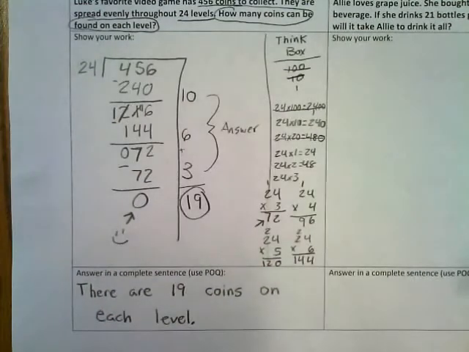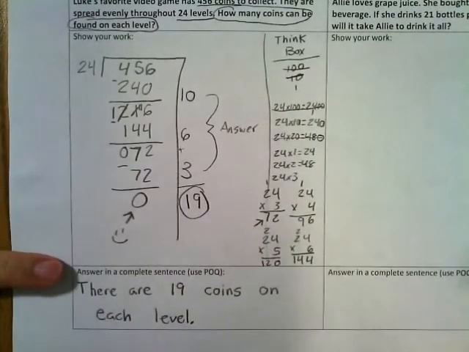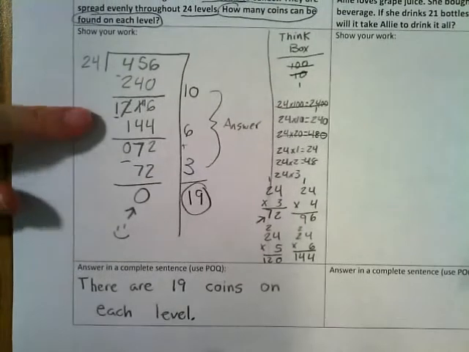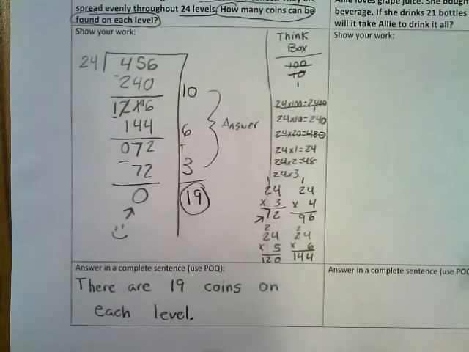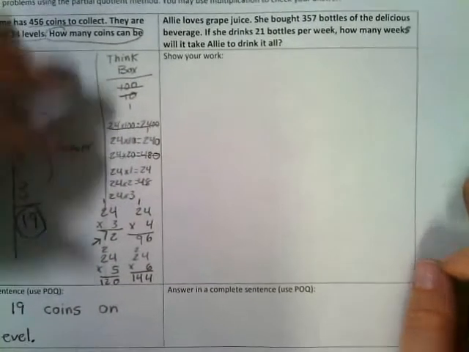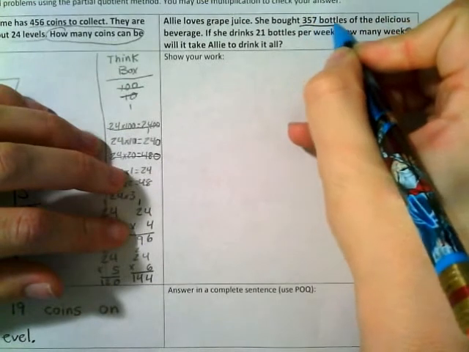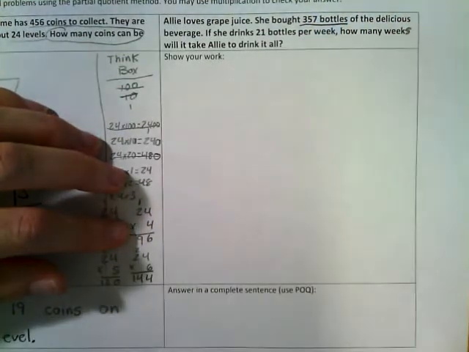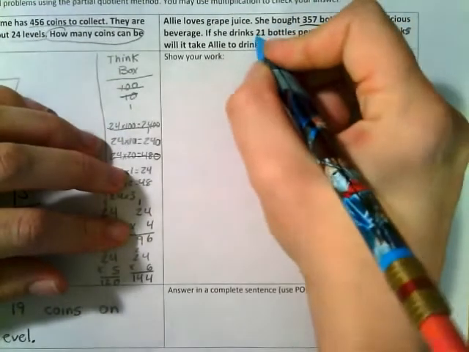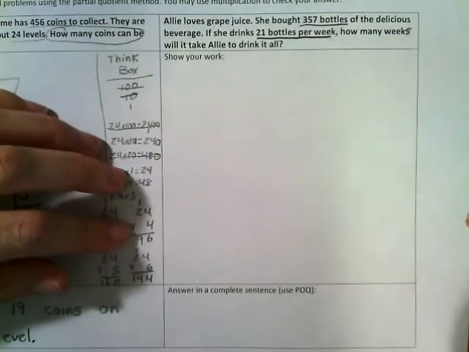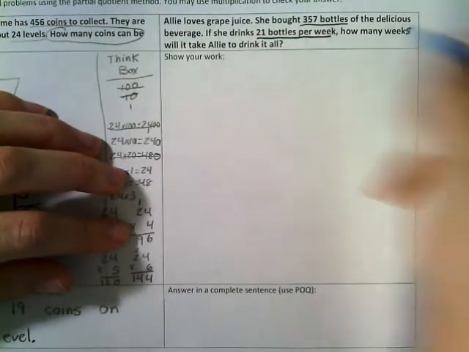All right? So this is all the work that you need to do just to solve one problem. Let's go and look at the next one. Allie loves grape juice. She bought 357 bottles of the delicious beverage. If she drinks 21 bottles per week, how many weeks will it take Allie to drink it all?